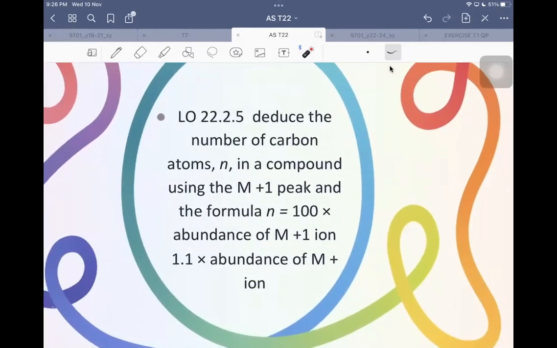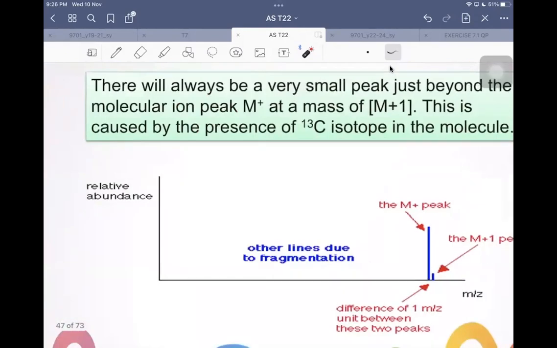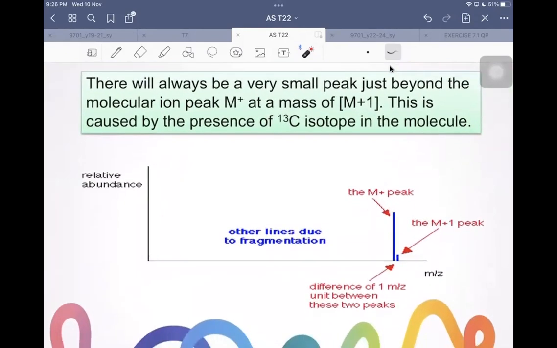So the learning objective for this section is to deduce the number of carbon atoms N in a compound using the M+1 peak and the formula N equals 100 times abundance of M+1 over 1.1 times abundance of M+ ion. Okay, so we'll talk about that later on.